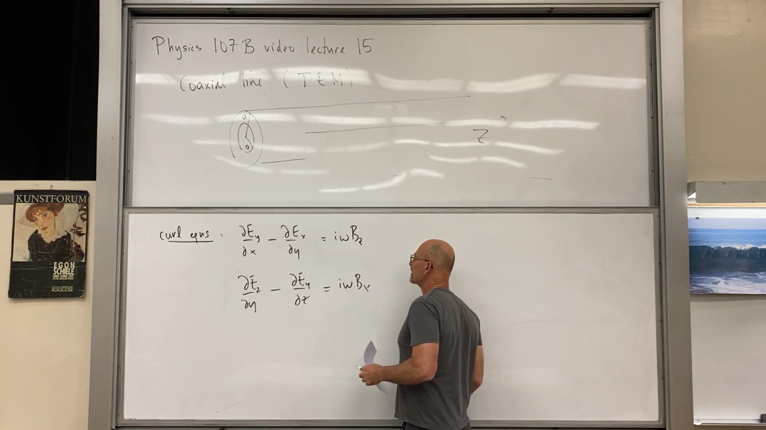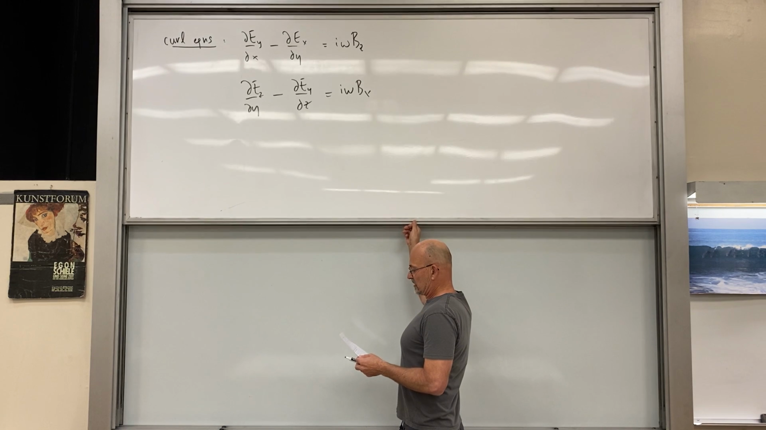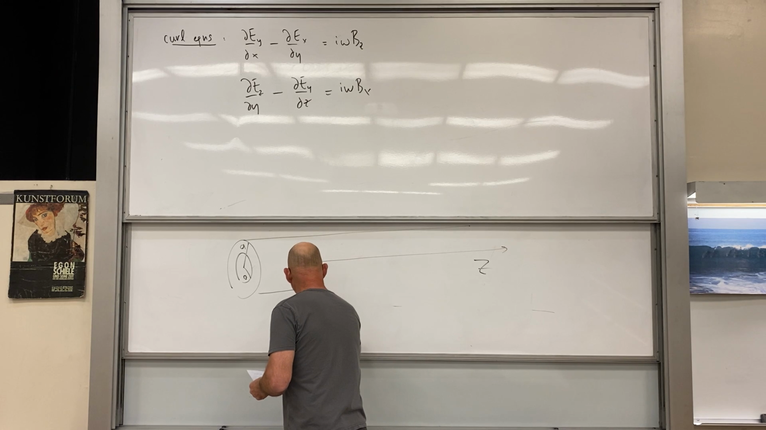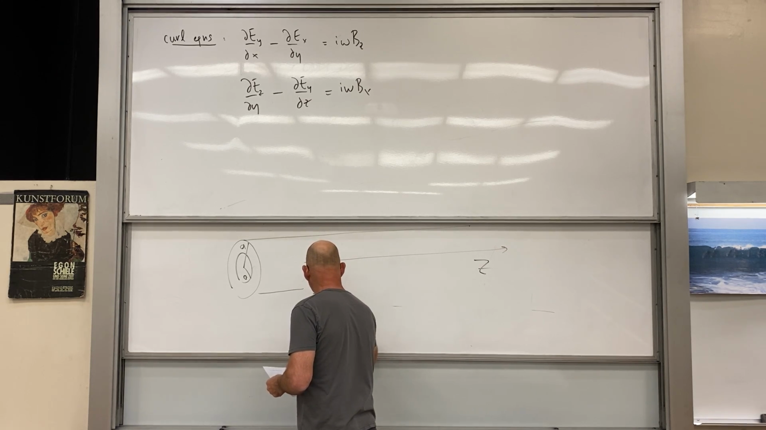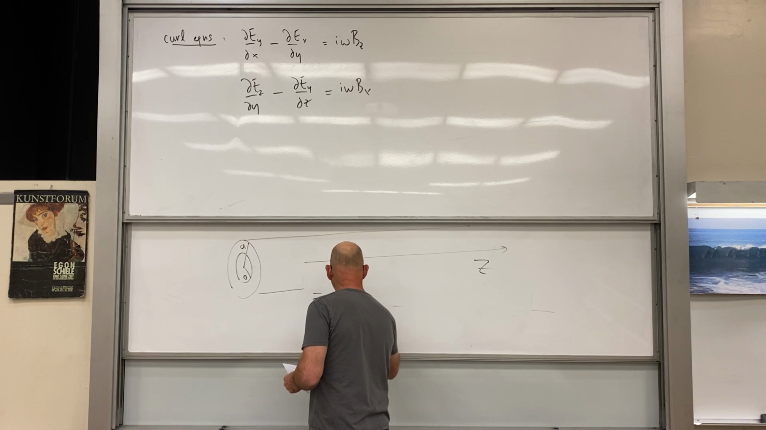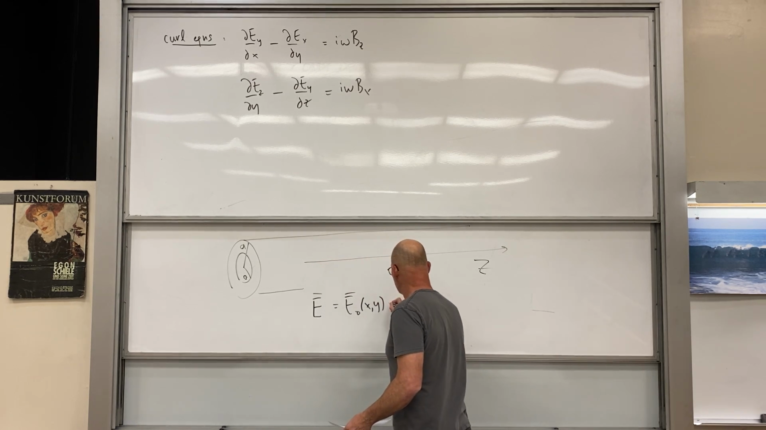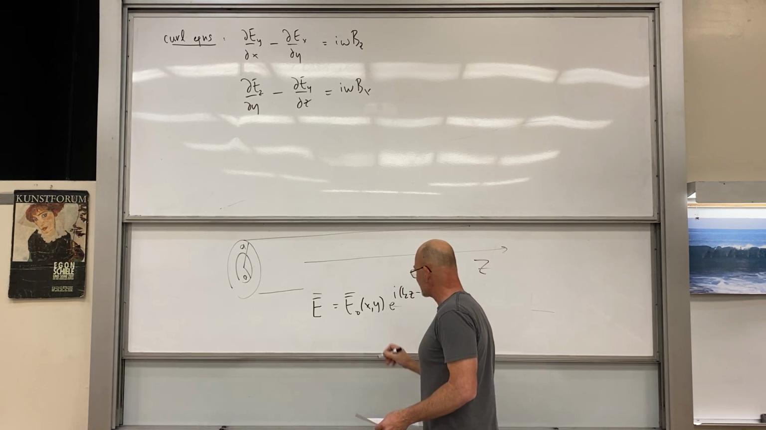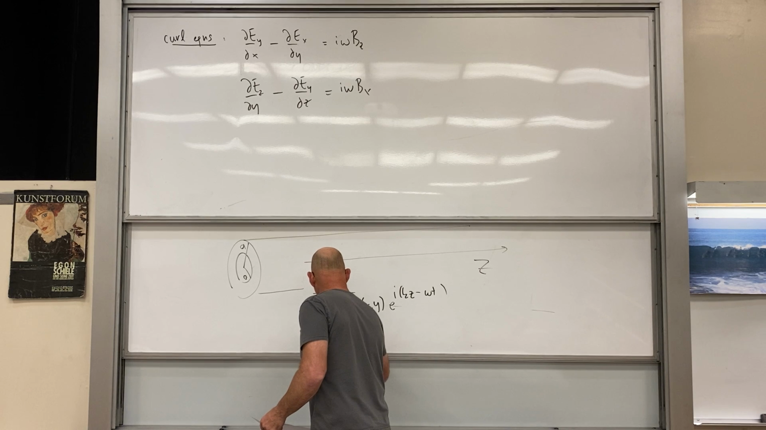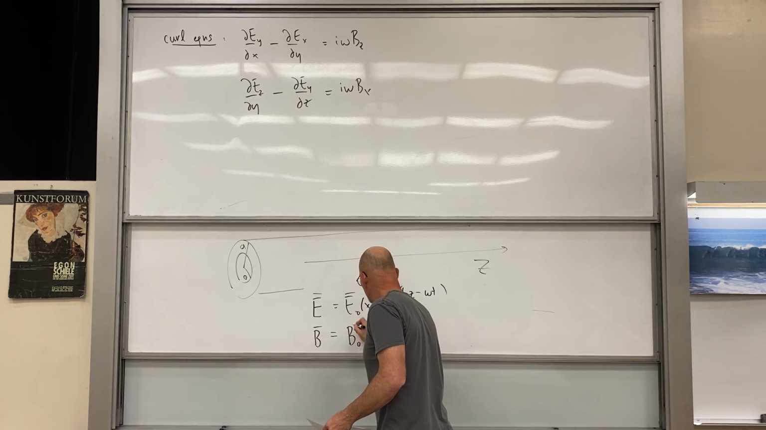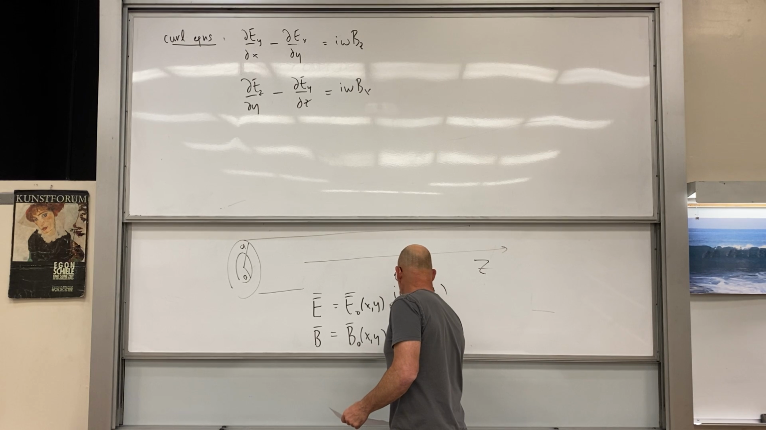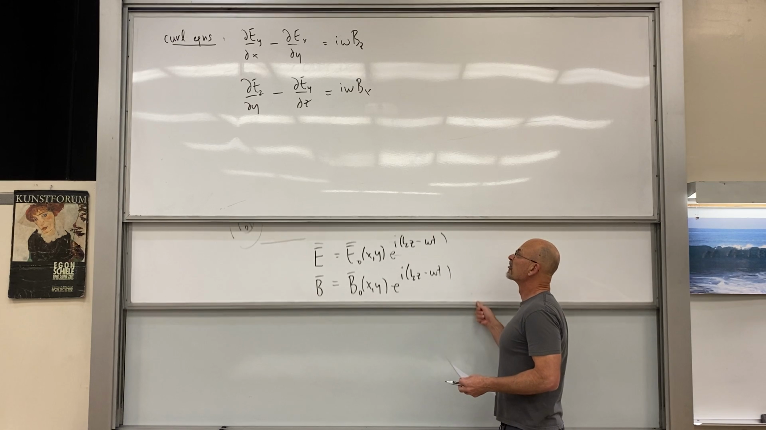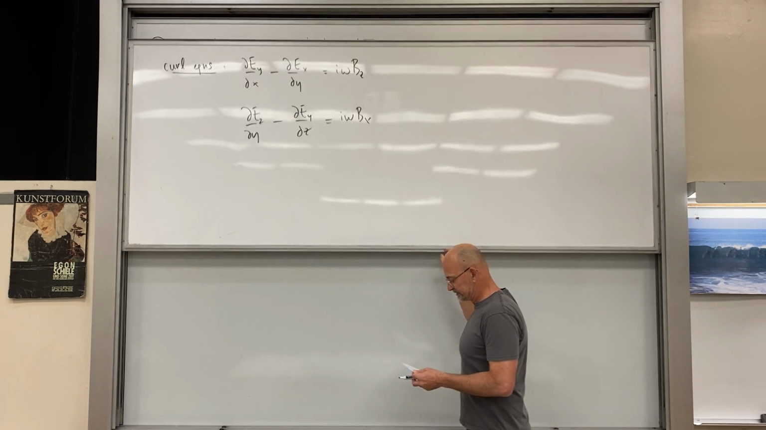Actually, let me write the field. This is what we were working with last time, and we're still working with. So we have E equals E0 of x and y times e to the i(kz minus omega t), and then we have the same thing for the B field. That's what we're starting off with. So yeah, the two curl equations gave us this.